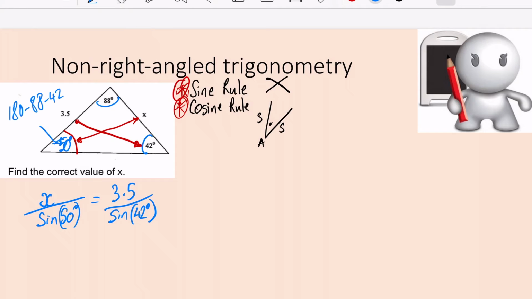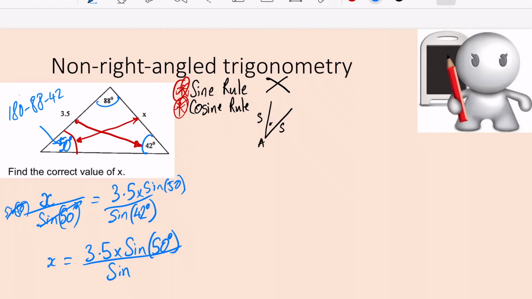I want to know what x is equal to, so I'm going to multiply both sides by sine of 50. On the left hand side, they cancel each other out, and I'm left with x equal to 3.5 multiplied by the sine of 50, divided by the sine of 42. Make sure that your calculators are set in degrees, and away we go. Enter that into your calculator and you should get the answer is 4.